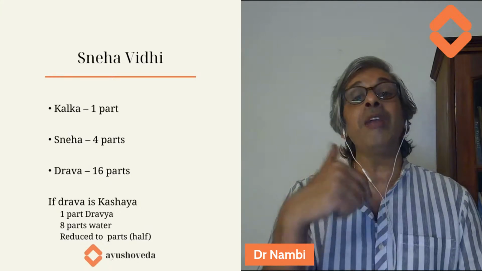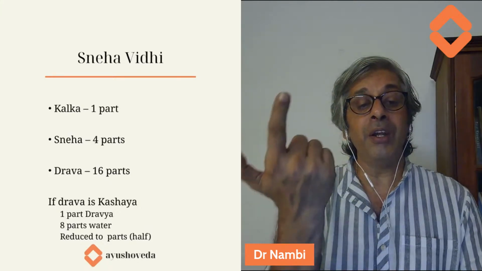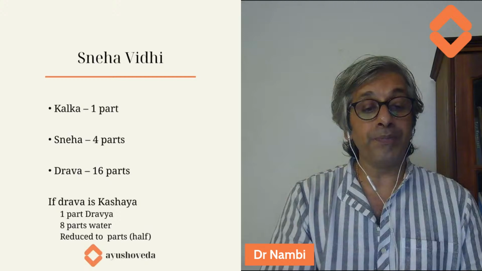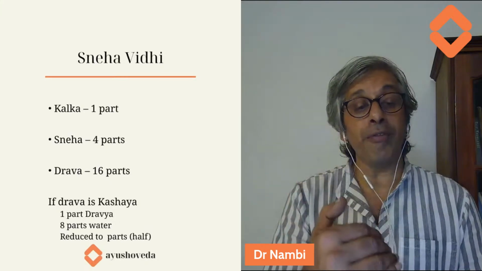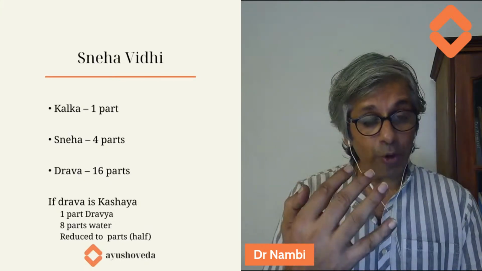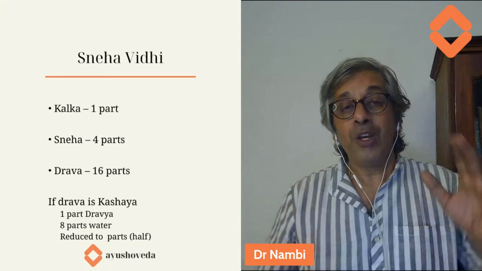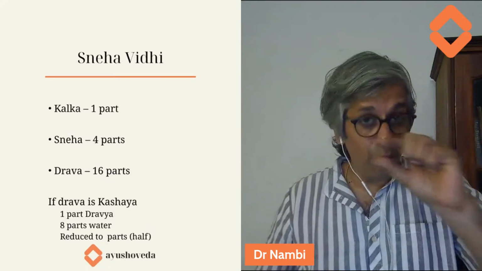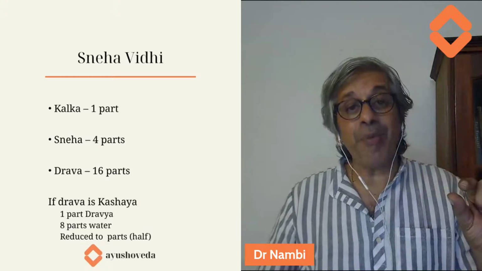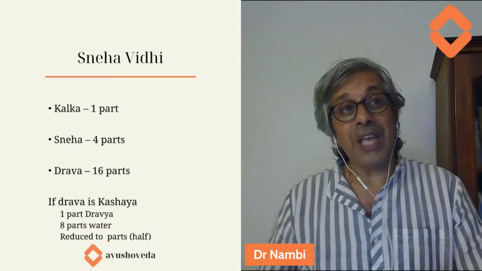For that you add 8 parts of water and reduce it into half, into 4 parts. You reduce into half. Okay, so what happens is you reduce into 4 parts, you make it half. So that is what is being used as 16 parts. So 1 part of the powder, 4 parts of the oil, and 16 parts of the liquid has to be used.